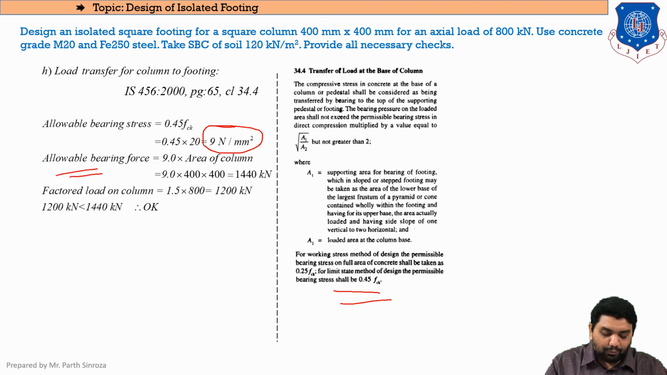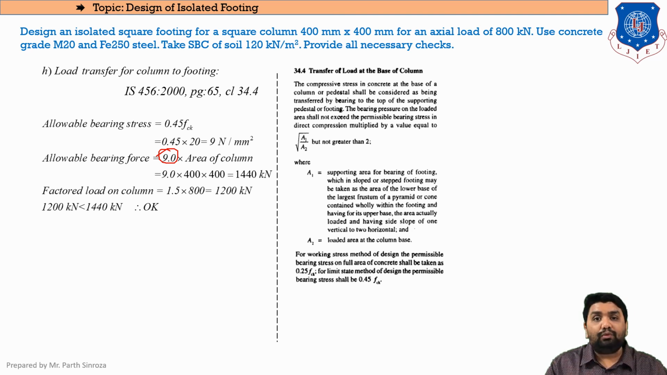And then we'll be finding the force. Force equals stress into area, the same equation is being used. Stress was 9 and the area will be the area of the column, because we are dealing with load transfer from column to footing. The area of the column was 400 cross 400 as mentioned in our question. So the final answer here comes out to be 1440 kilonewton. That means the column can transfer load up to 1440 kilonewton. But as the factored load in the question comes out to be 1200, the load transfer is sufficiently valid in this case.